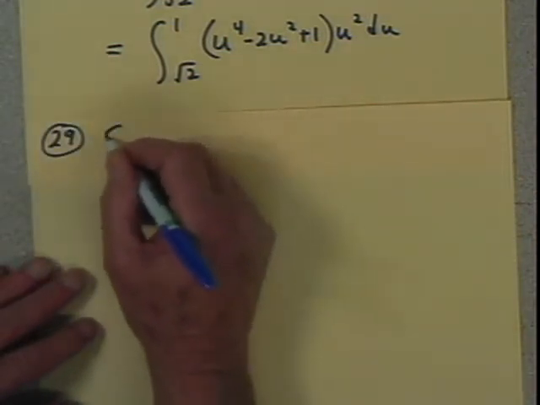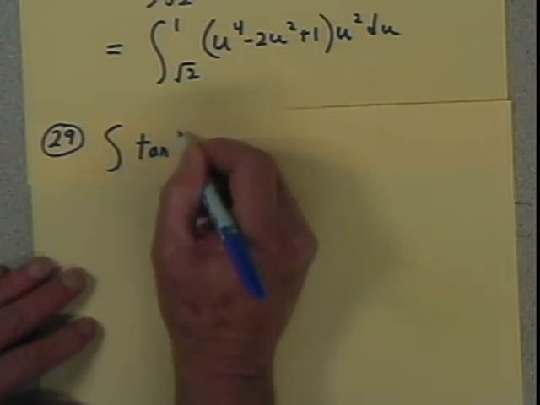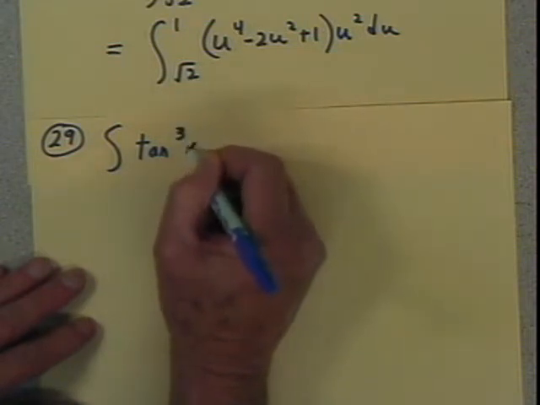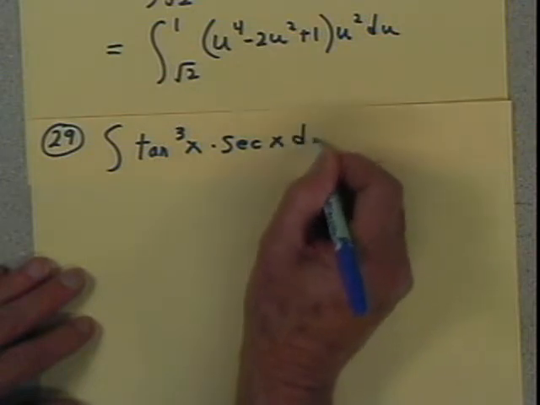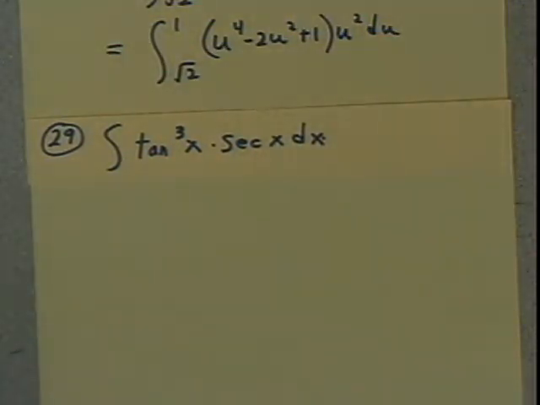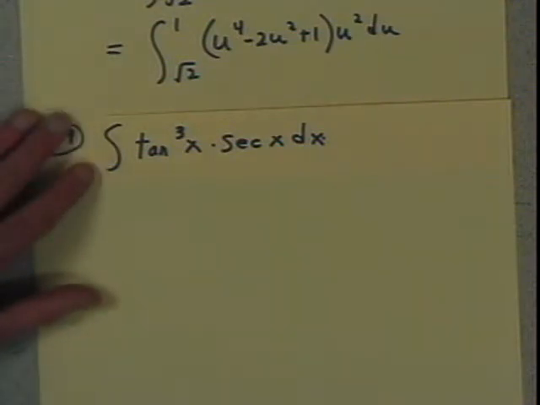Okay, on problem 29, I have tangent to the third of x times the secant x. Okay, what do you think a good u choice would be here? Tangent or secant? Why? Because then you'll get rid of the tangent, and then you'll be left with tangent squared, and you can break that into a secant. That's exactly right. Did you hear that great answer?